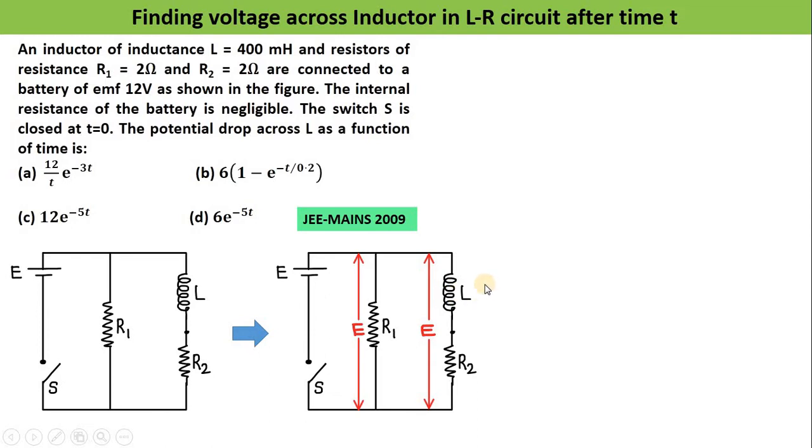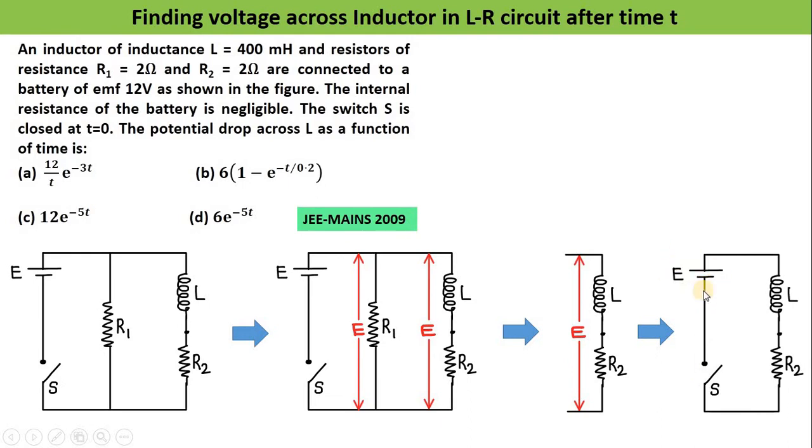Now, can we say that if we take only this part of the circuit, the L and R2, the potential difference across them is E? So let us consider only this part of the circuit where the inductor and resistance are connected in series and the potential difference is E. Can we imagine that this potential difference between these two ends is created by a battery of EMF E? So we can assume that this inductor and resistance which are connected in series are actually connected to a battery of EMF E, because the potential difference across them is equal to E. Therefore, this circuit gets simplified to this simple circuit.